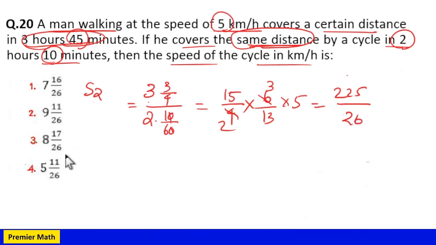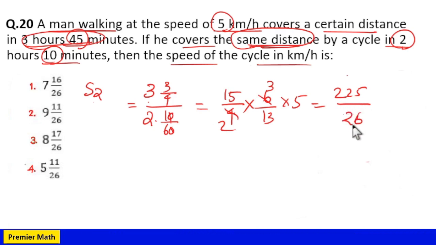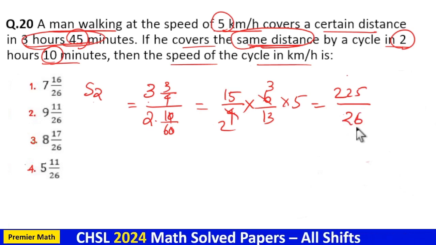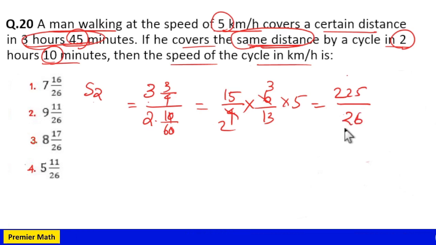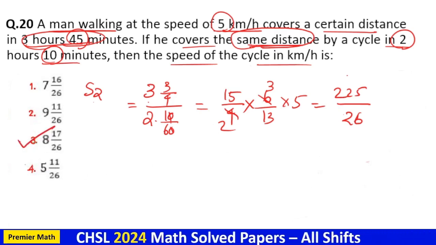Now if you look at the option, this is around 26 into 10 is 260. So 26 into 8, if I take 20 into 8 is 160, 6 into 8 is 48. So this is around 225. So option 3 is your answer.